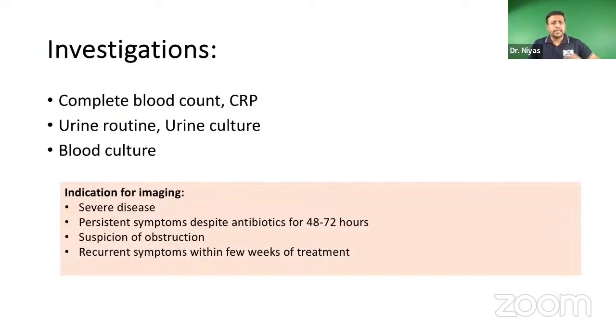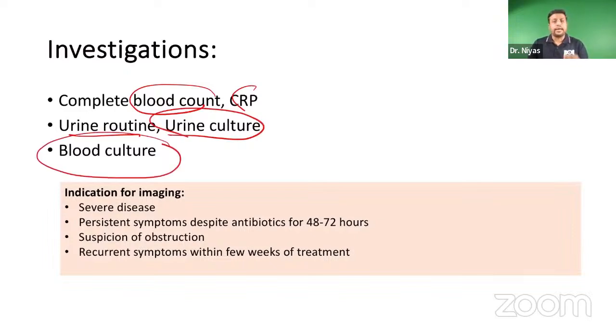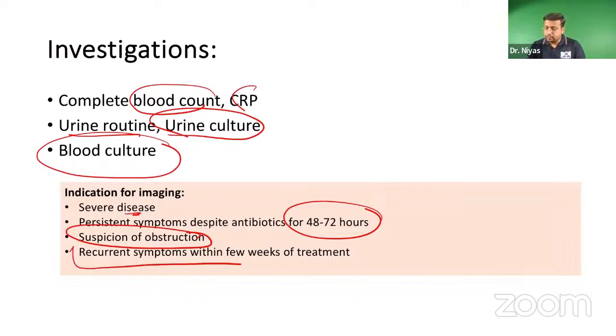In any patient who is presenting with pyelonephritis, what investigations will you do? You will do a blood count, CRP, routine urine examination, and urine culture definitely has to be done. Blood culture to look for any bacteremia. Does every patient with pyelonephritis need imaging? Not exactly. Patients who have severe disease, like hypotension, etc., definitely you can go with imaging. Persistent symptoms despite antibiotics for 48 to 72 hours, again, you can image. If you have a suspicion of obstruction, particularly due to stones or other reasons, again, you can image. If you have recurrent symptoms within a few weeks of treatment, you again suspect an obstruction.